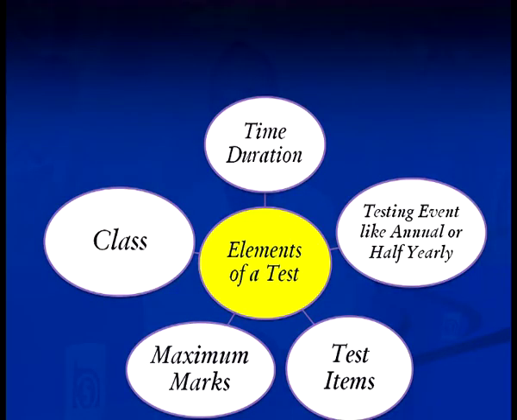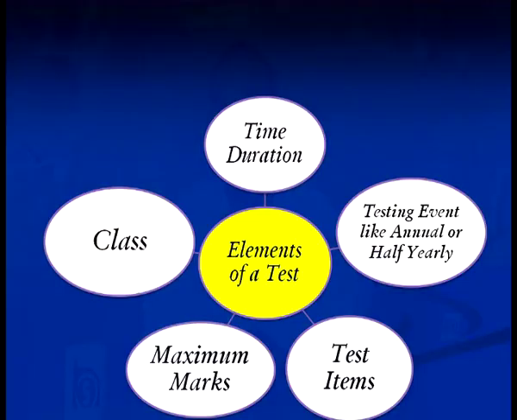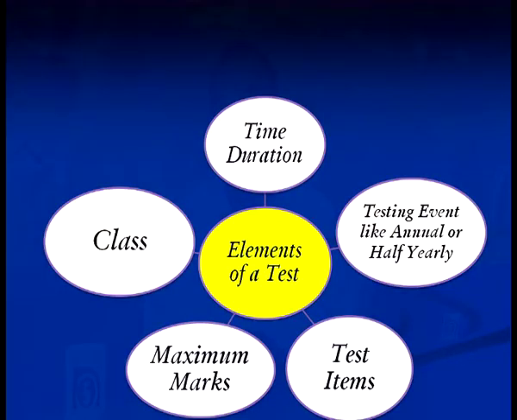Now, what are the elements of a test? What parts are covered in a test? First thing is a test is meant for a particular class. Whenever you develop a test, it is meant for a particular class: this test is for 8th class, this test is for 7th class, in mathematics, in social sciences, in sciences. Then there is time duration. The test is of half an hour duration. The test is of 1 hour duration. Then another element is maximum marks fixed for a test: 100 marks test, 50 marks test, 20 marks test.